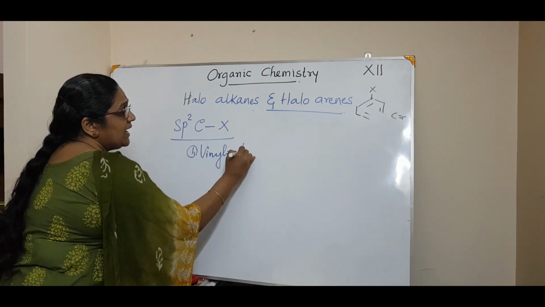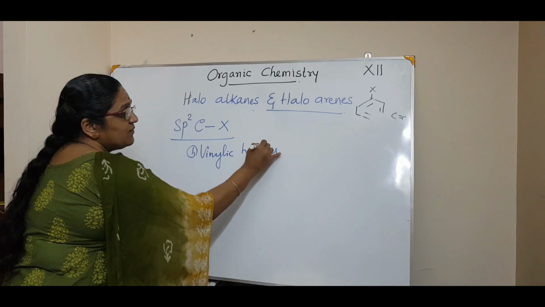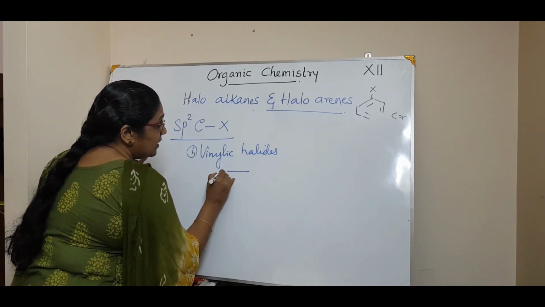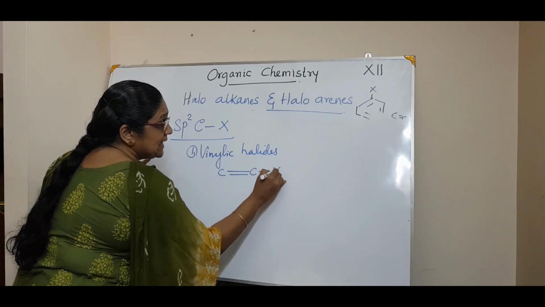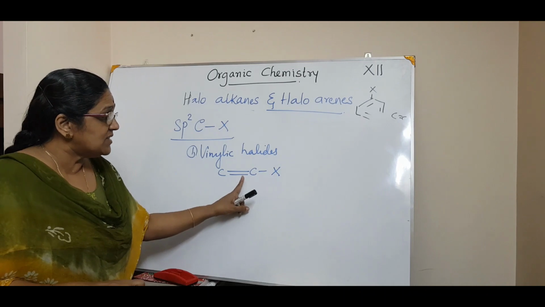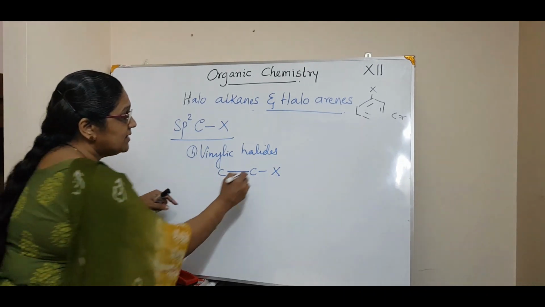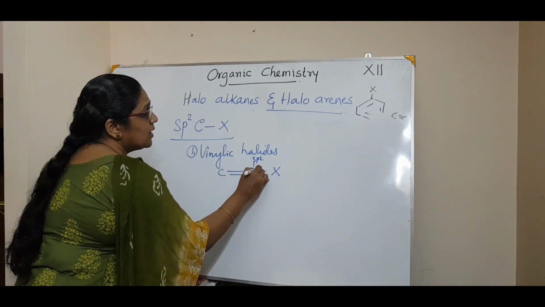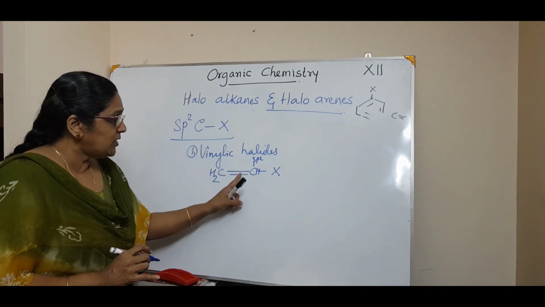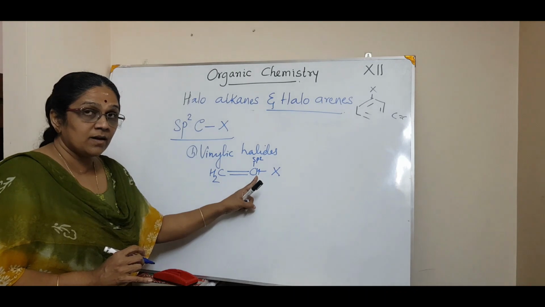See, vinylic halides. Now what are vinylic halides? Vinylic halides are nothing but carbon-carbon, where the halogen atom is directly attached to a carbon which is having a double bond. That is why this carbon atom is an sp2 carbon. See, CH2 double bond CHX. 1, 2, 3, 4. Valency.